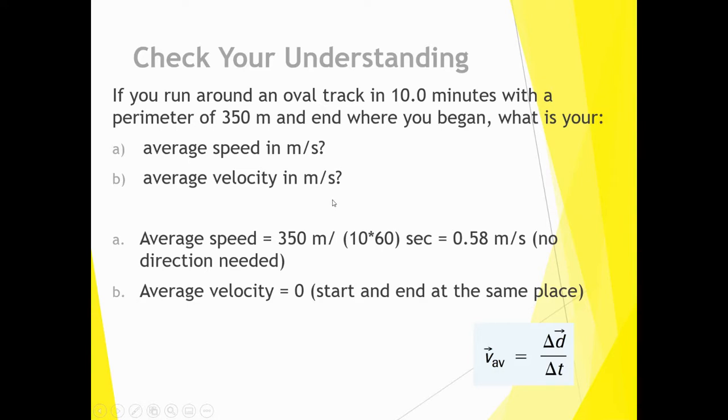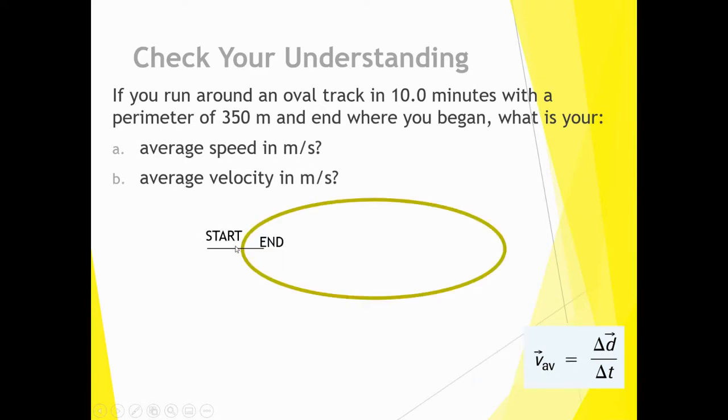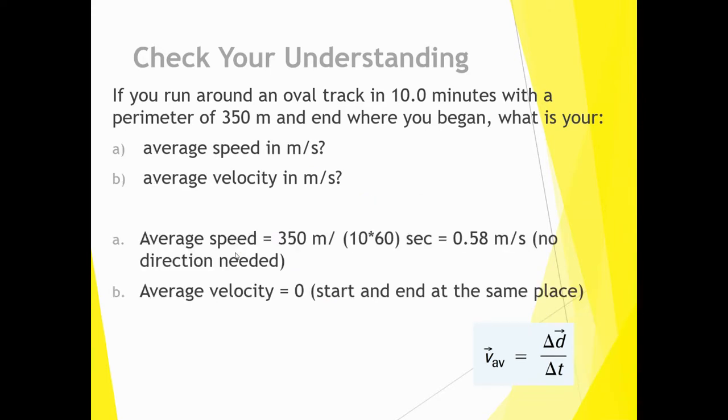Average velocity, so what we care about is comparing your starting point and your ending point, and since in this case they're the same, your displacement is 0. So that means your average velocity is 0 because you have started and ended at the same location.